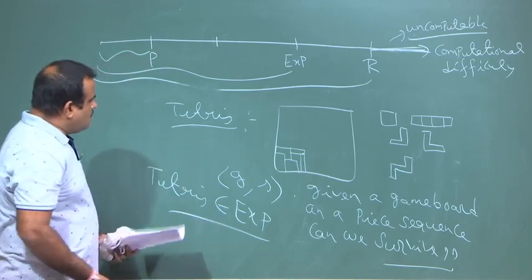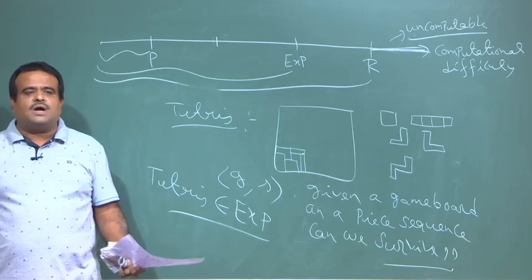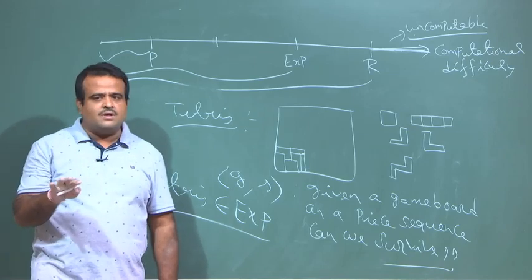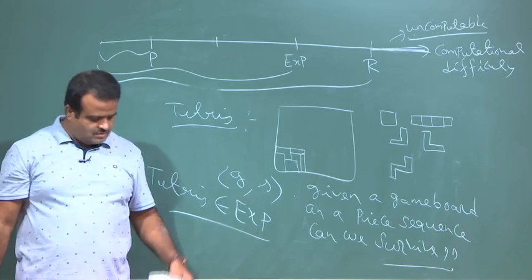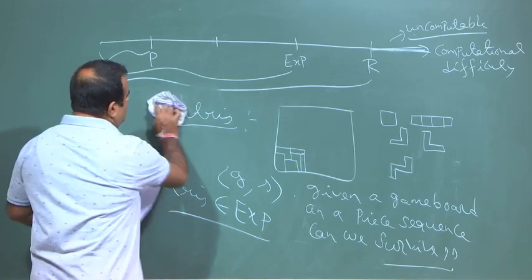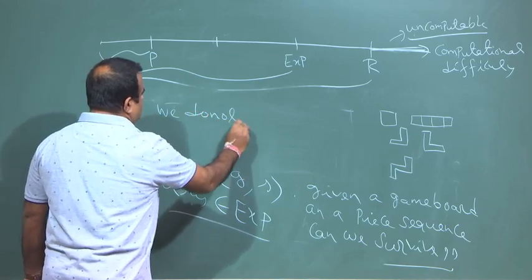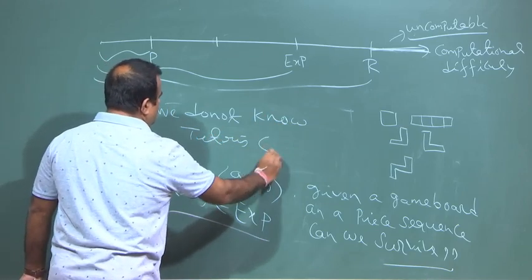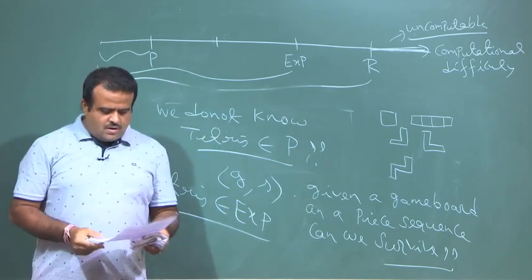but we do not know whether this belongs to P or not. There is no algorithm so far that can check, given this, whether we can survive. Okay. So that we do not know, this is a question mark.